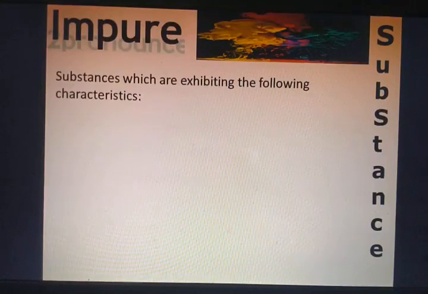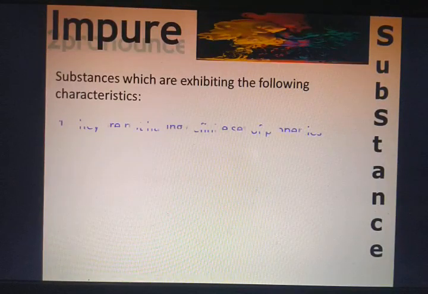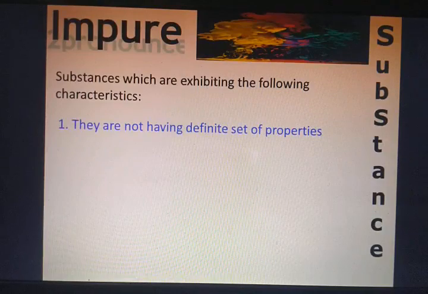So what is impure? Impure substances exhibit the following characteristics. First, they do not have a definite set of properties, that means no definite set of physical properties specifically. It means no specific density, no specific melting point, no specific boiling point, no clear composition, no specific fluidity, and no definite conductivity properties. Sometimes it will happen and sometimes it will not. It's not specific or clear.